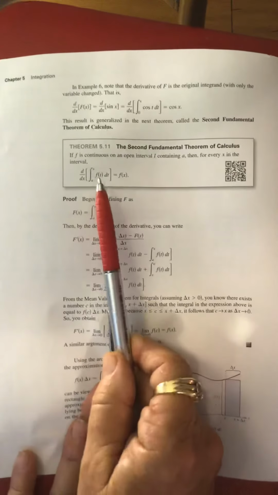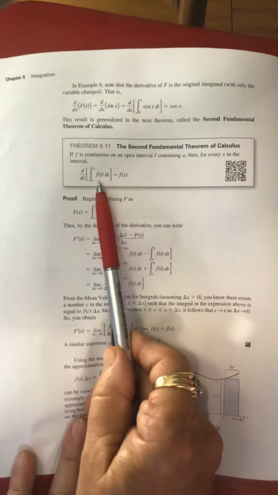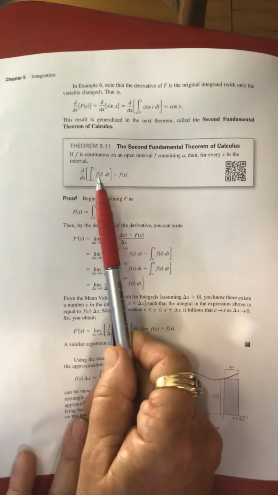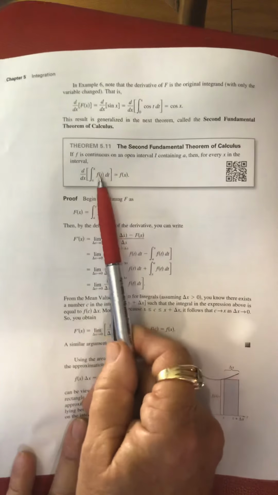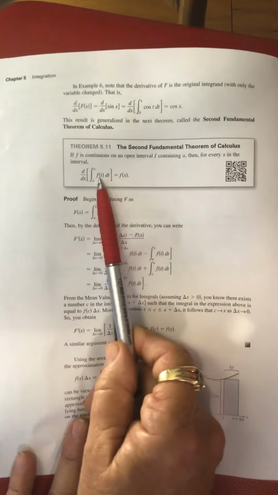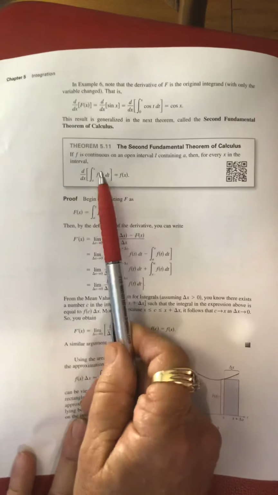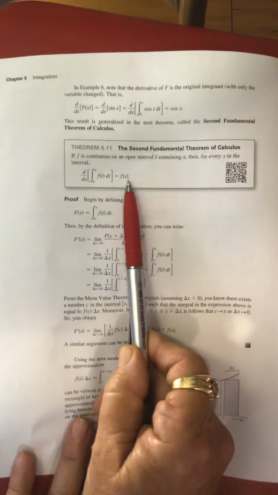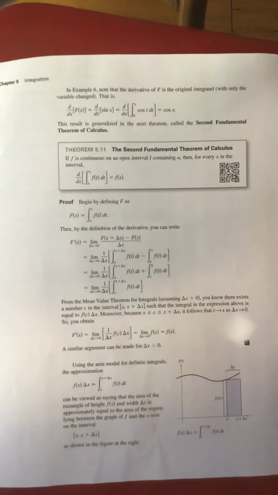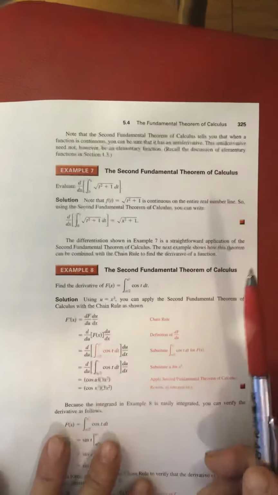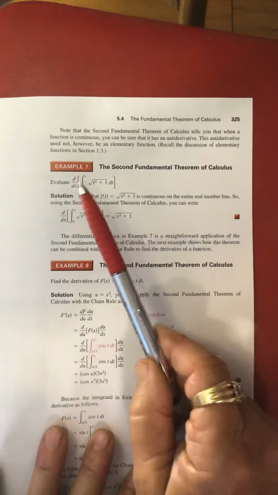It says that if you have that particular function, the integral of f of t dt from a to x, and you take the integral, you can figure it out. If you now take the derivative of that, it'll give you f of x. That's what the theorem says. It's not real earth-shattering, but it's very important in some other applications.